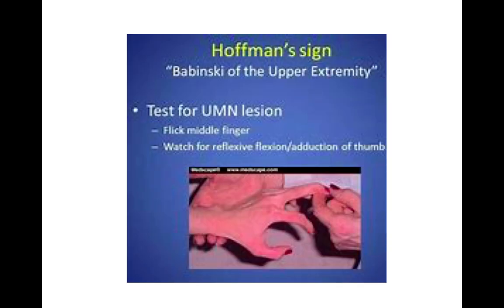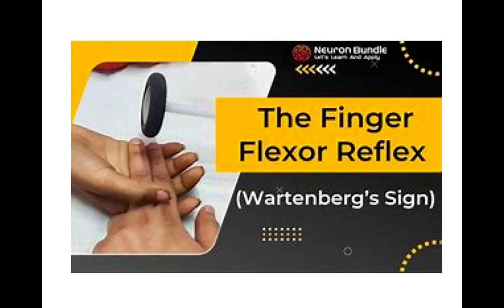This is Hoffman's sign, Babinski of the upper extremities. This is again a test for the upper motor neuron lesion. Flick the middle finger. Watch for the reflex flexion and adduction of the thumb. Okay. This is the Wartenberg sign. Again, the alternative test for the Babinski sign. Sort of the Babinski equivalent in the upper limbs.